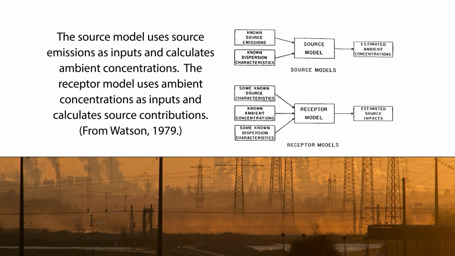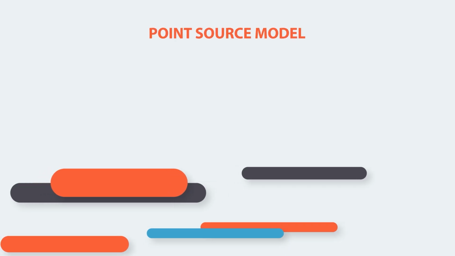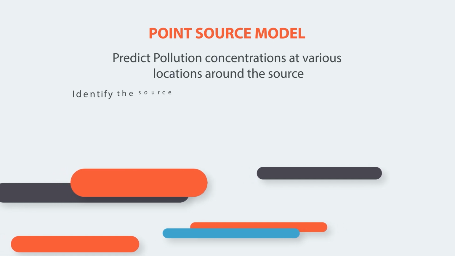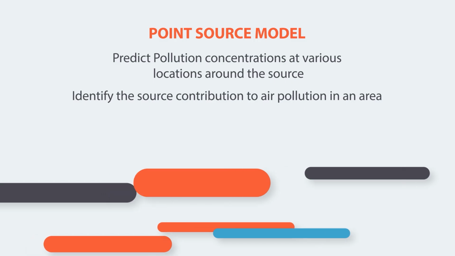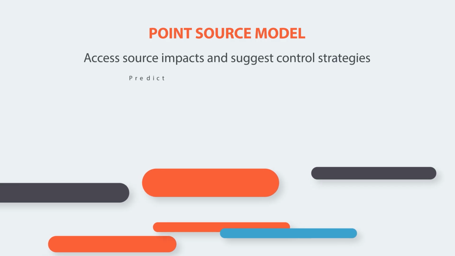So let us get into the point source model. As I told you earlier, it predicts the concentration at various locations around the source, mainly towards the downwind direction. It identifies the source contribution to the air pollution in the area. It assesses source impacts and suggests control strategies.